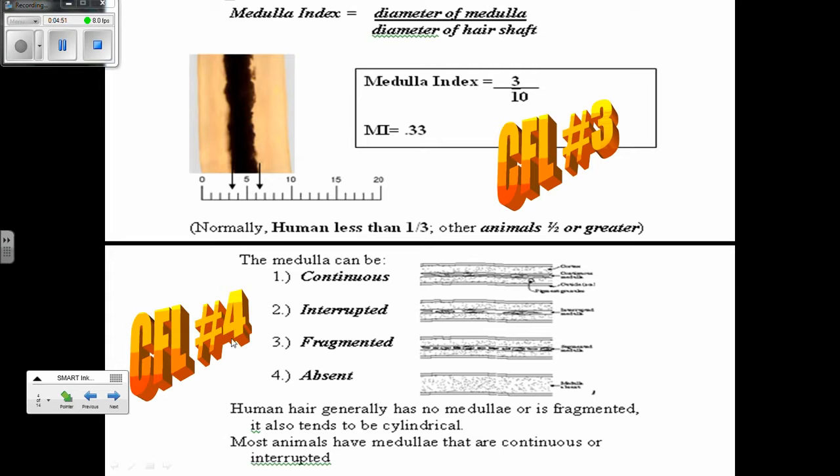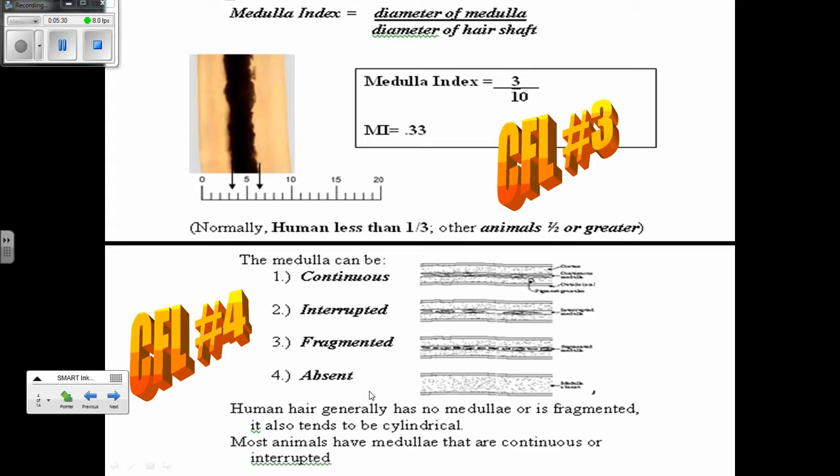There's the continuous pattern where you have the medulla throughout the entire hair. There's the interrupted pattern, and in the interrupted pattern, you get sections where you have medulla, then you get sections where you don't, then sections where you do, sections where you don't. And there's no set pattern in those particular sections. Whereas in fragmented, you get relatively even-sized sectioning of medulla with spaces in between them. So interrupted is pretty random, whereas fragmented has its own set pattern for the medulla. And then there's absent, where it's typically transparent and you can't see that it's there.